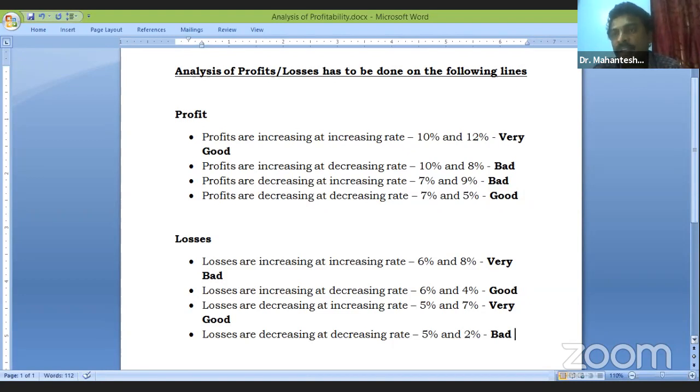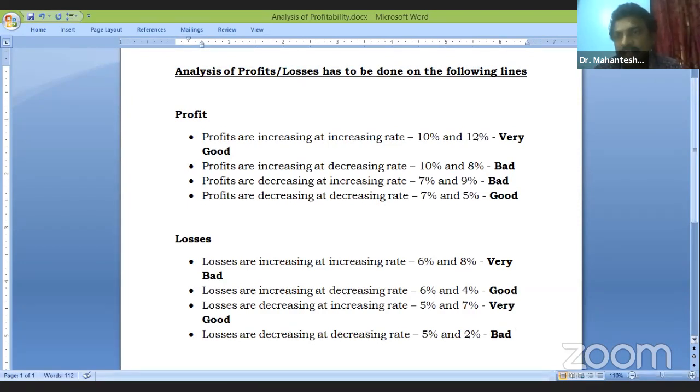And very importantly, I have shown the comparison of only 2 years. I have taken one financial variable for only 2 years. You can take all financial variables and it can be done for multiple periods. This is what we call trend analysis.